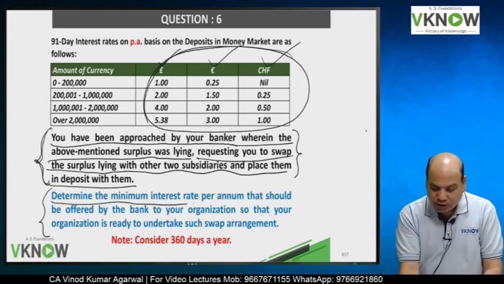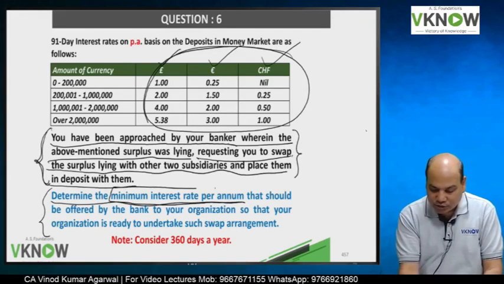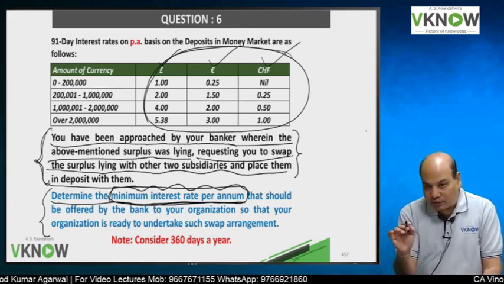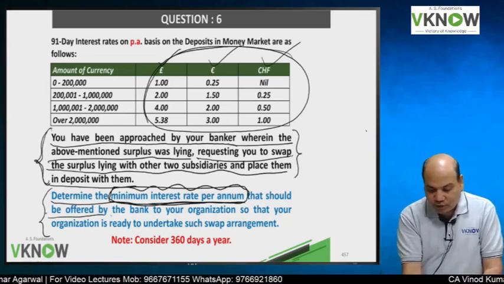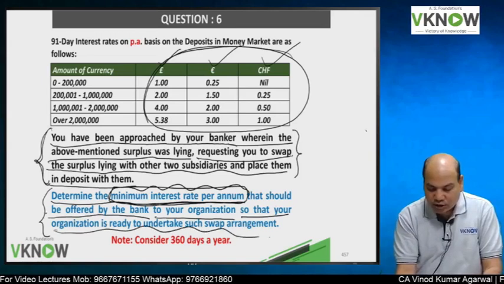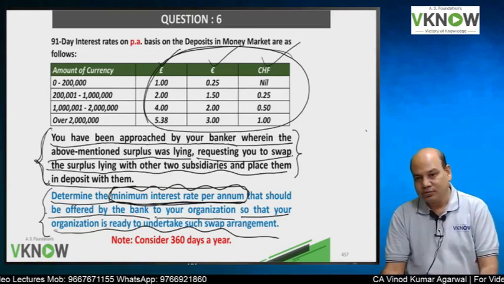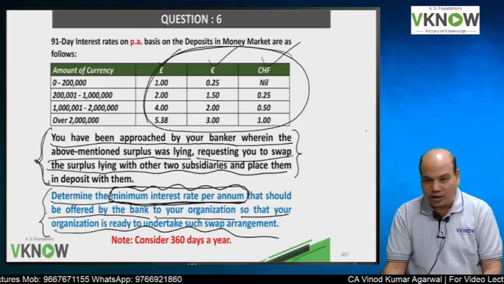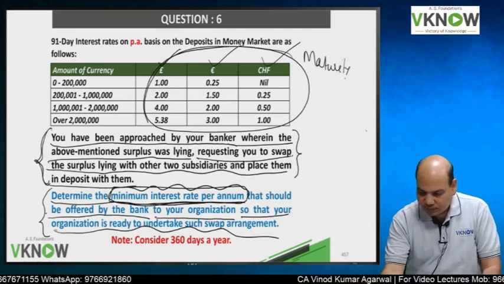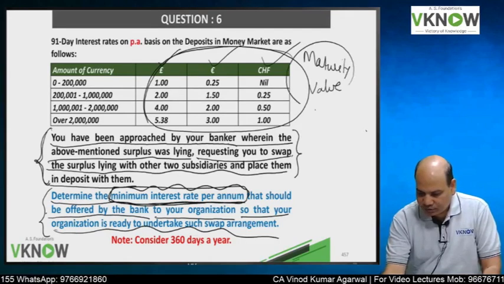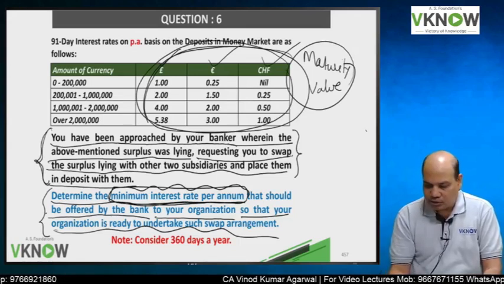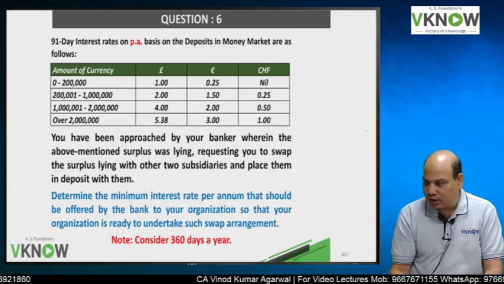Determine the minimum interest rate per annum. This is your reverse question. Determine the minimum interest rate per annum that should be offered by the bank to your organization so that your organization is ready to undertake such swap arrangement. You will be ready to undertake such swap arrangement when you get the same maturity value which you will get by decentralization approach.